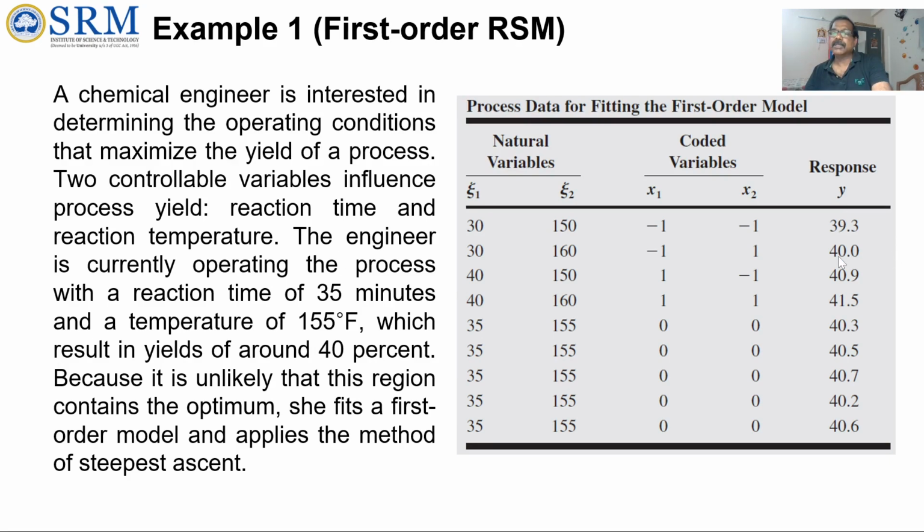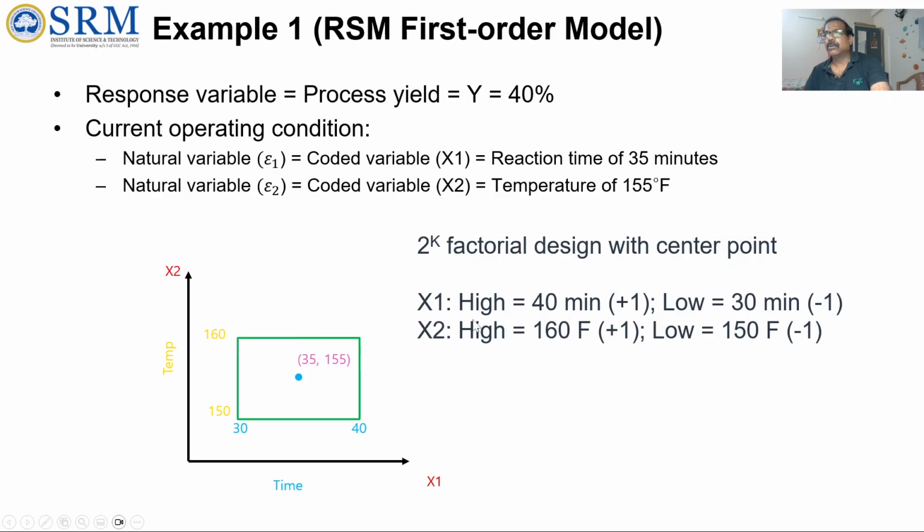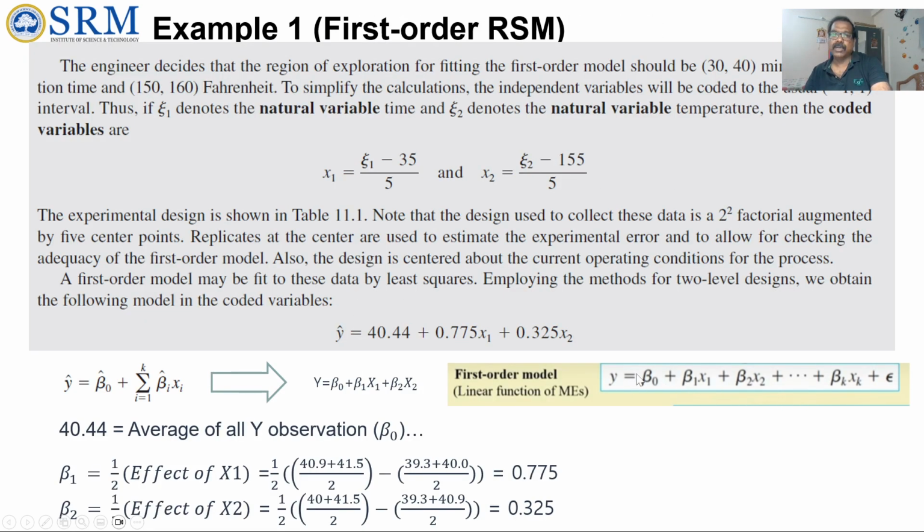Once they calculate the responses, they need to prepare the first order model. This is the first order model: beta 0 plus beta 1 x1 plus beta 2 x2 plus and so on. In that, beta 0, beta 1, beta 2 they need to calculate. Beta 0 is the average of all the y responses, 9 values are there in the table. The response average is considered as beta 0, and for x1 we have beta 1, for factor x2 we have beta 2.